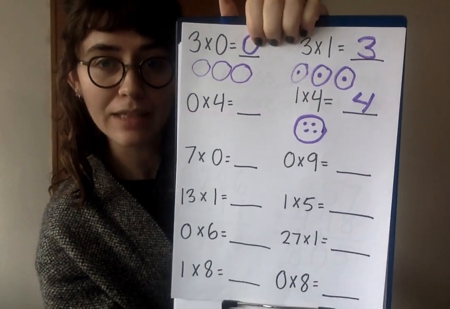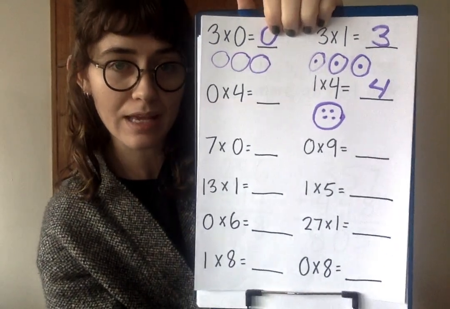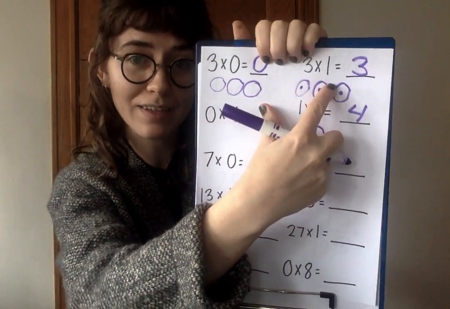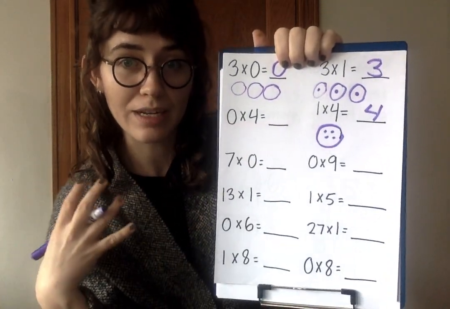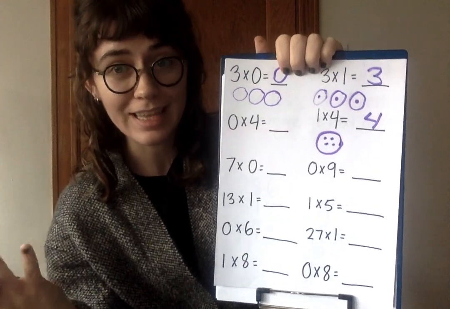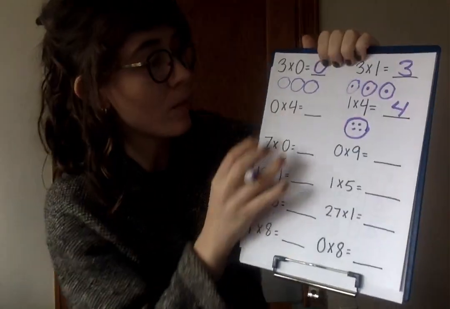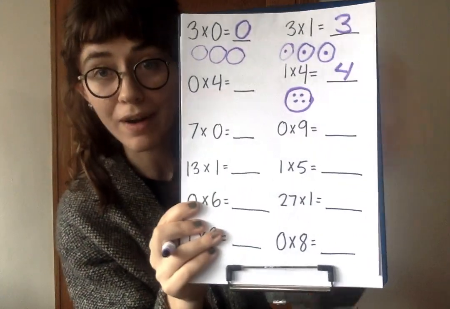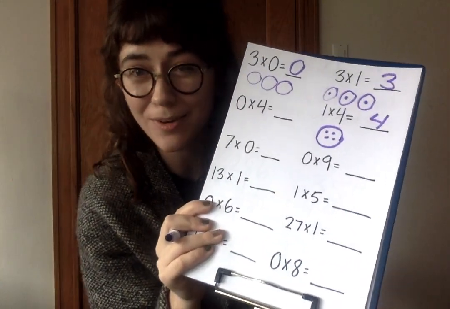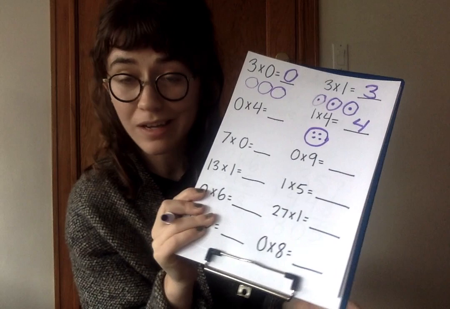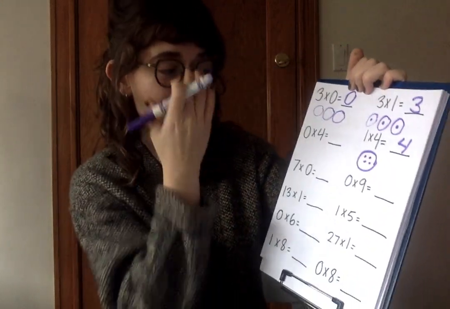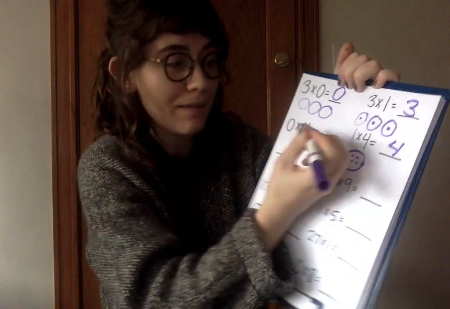1 times 4 is 4, 3 times 1 is 3. So if we put the 1 as the first factor or as the second factor, it does the same thing. It's going to make the other factor just stay the same. But when we're multiplying by zeros over here, let's see what happens. 0 groups of 4. The thing here is if we've got 0 groups, I can't even draw any groups. So that tells me that my total is going to be 0 because we're adding nothing, right?